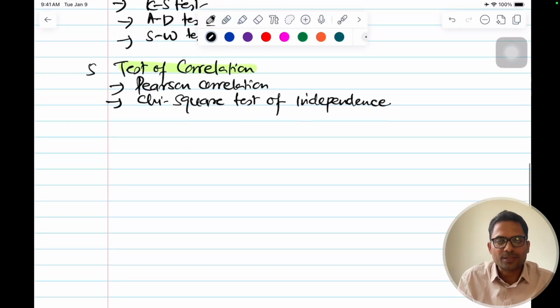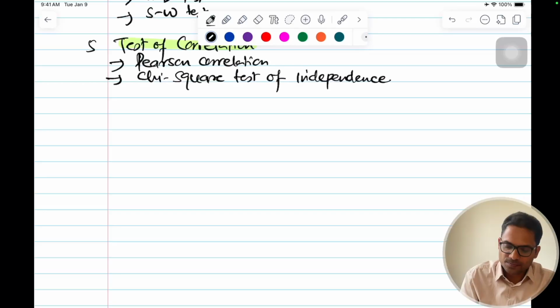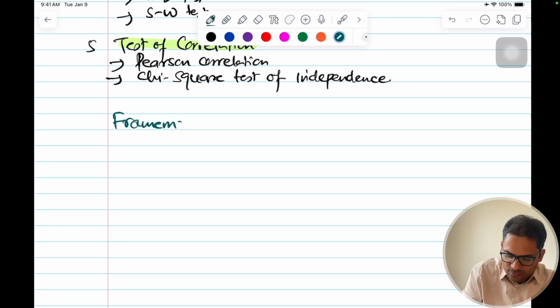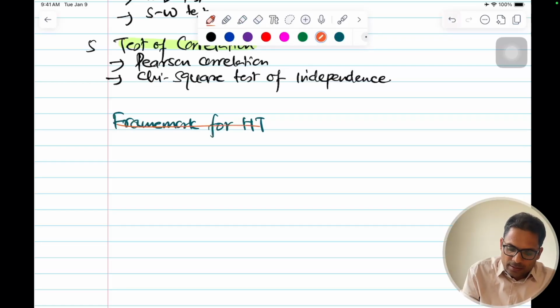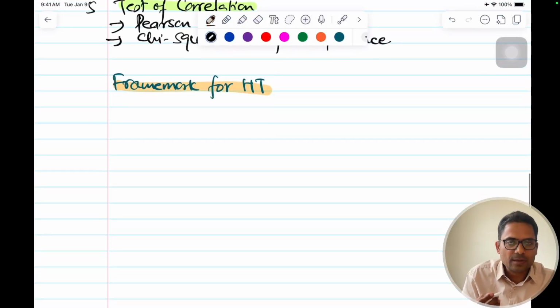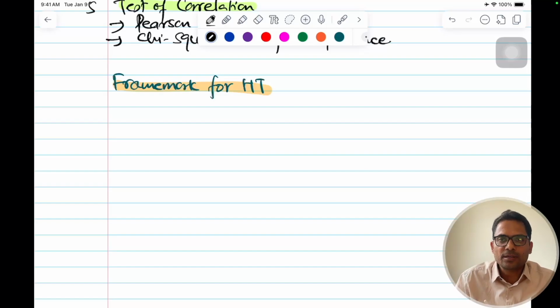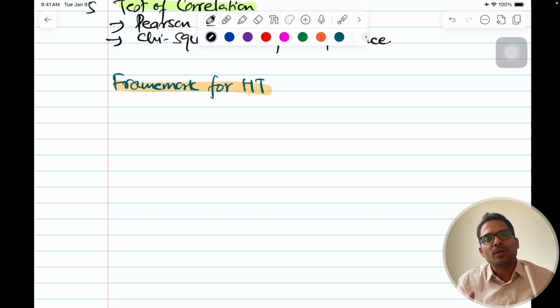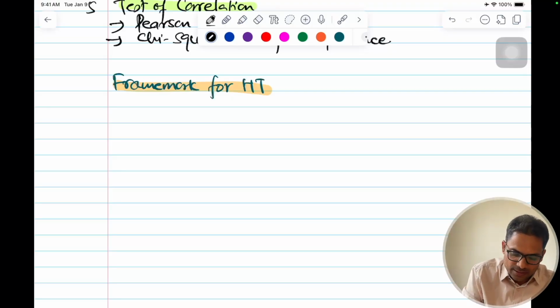That's the next topic. So what is the framework? The 6-step framework for hypothesis testing. So let's write the framework for HT. I'll write hypothesis testing in short like that. There are 6 steps using which we can break down, or using these 6 steps we can do any hypothesis testing. Okay, let's understand them one by one.